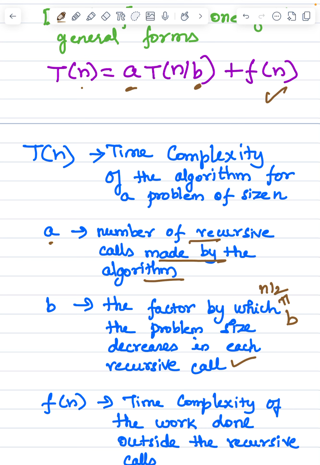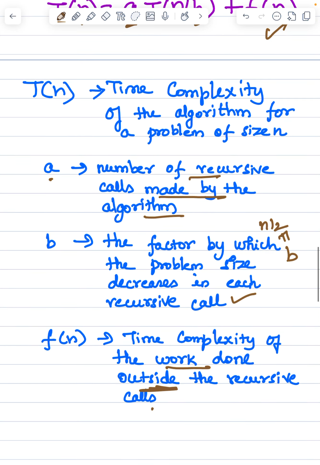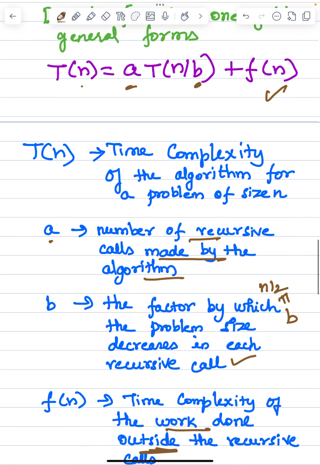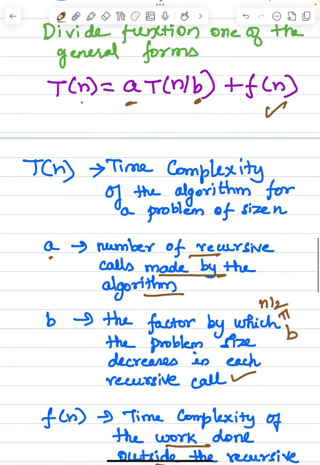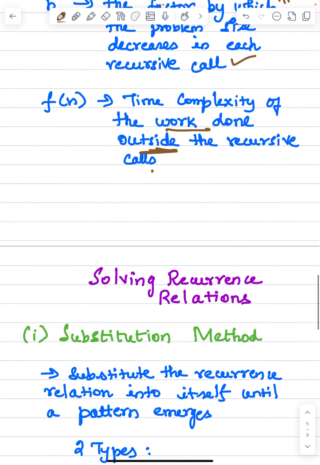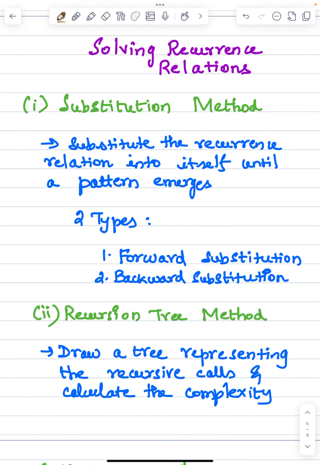And f of n represents the time complexity of work done outside the recursive calls. What is the time complexity of the work done outside the recursive calls? That represents your f of n. This is one of the general forms of the divide function. We have many other forms of the divide function. Now there are three methods to solve your recurrence relation.